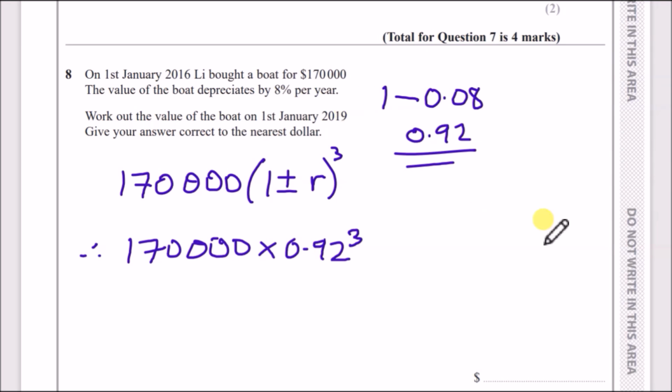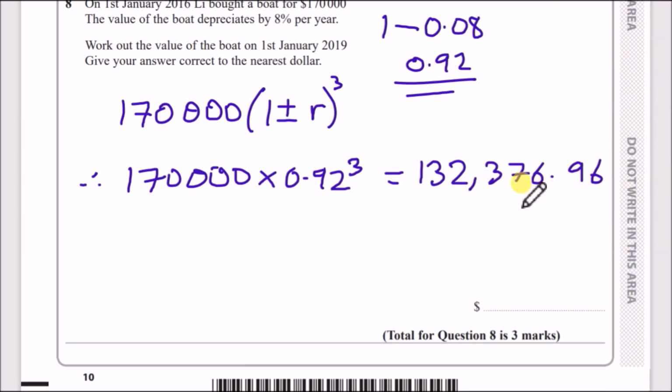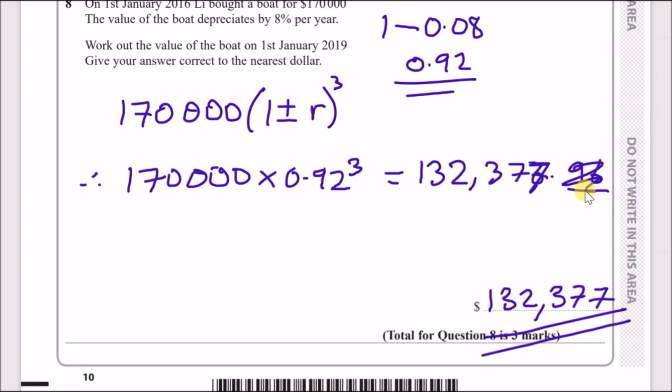Nice. So just put that in your calculator. If you copy exactly as you do, you should get $132,376.96. Now it says give your answer correct to the nearest dollar, so round it to the nearest whole number. If you look at the 96, round it up, this one becomes a 7, and that crosses out. So to write it neatly, we've got $132,377.